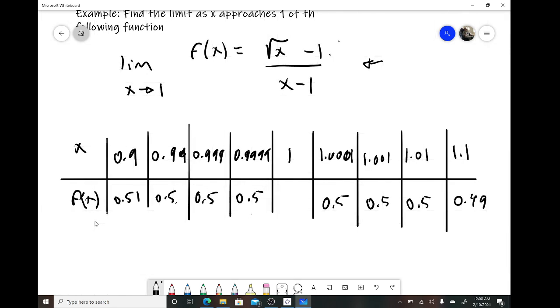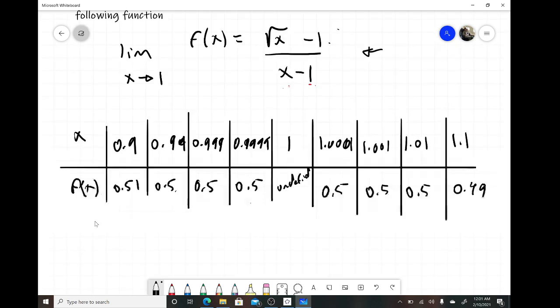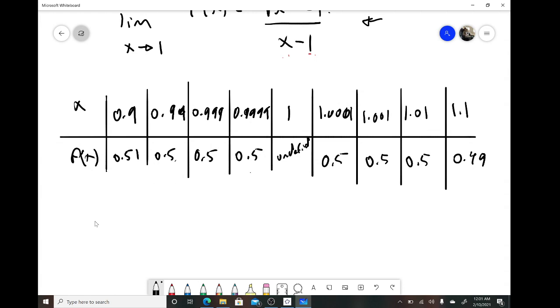Now, keep in mind, there's a reason why I'm not doing 1. This function is not defined for 1. If you plug in 1 here, the denominator is going to be equal to 0. So this is undefined. Cannot divide by 0. This is actually undefined at 1. But we do have a limit. As we approach 1 from the left side and from the right side, we get 0.5.